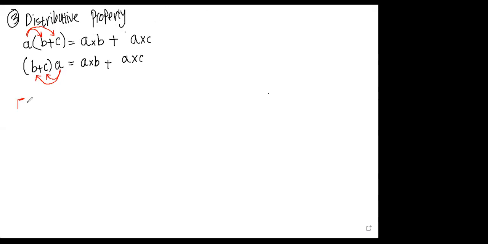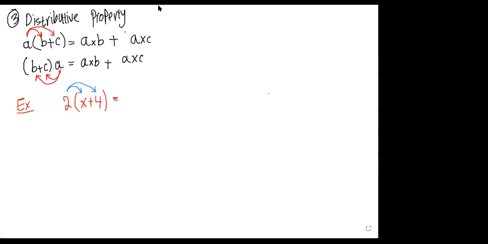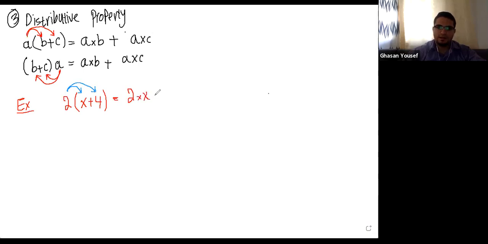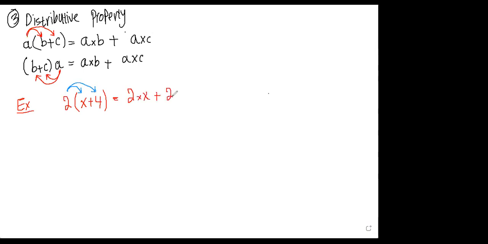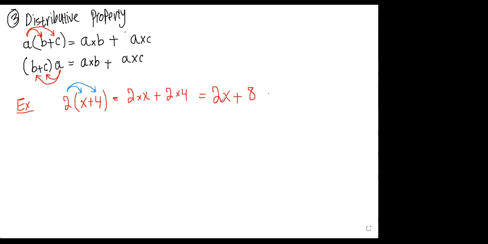For example, suppose I have 2 times (x plus 4). Who will do this one? I'll do it. Okay, so 2 times x, 2x plus 2 times 4. Exactly. And how can we simplify it? 2 times x is 2x plus what? 8. Because 2 times 4 is 8.